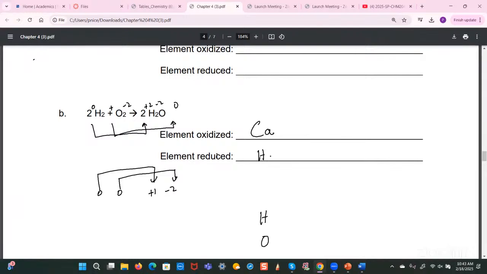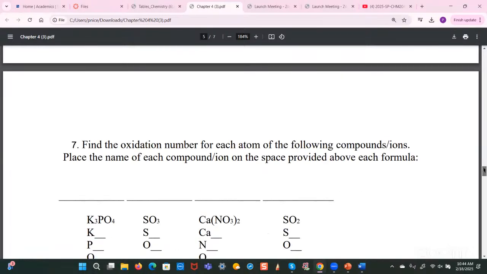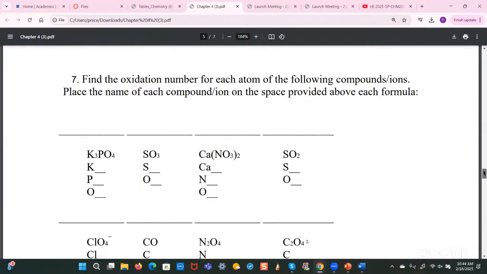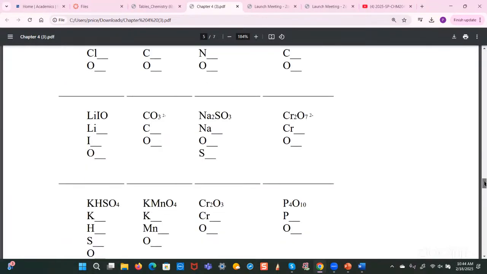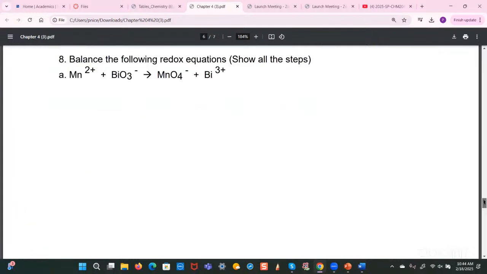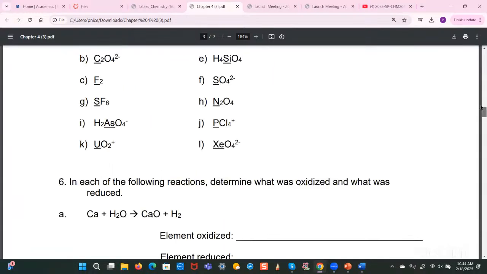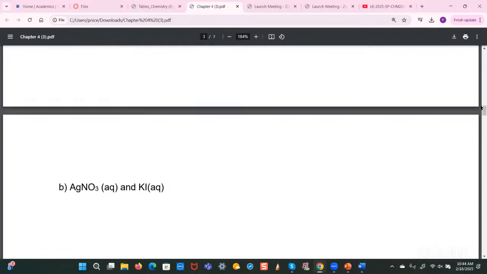I would suggest that you try question number 7. Again, it's basically dealing with oxidation numbers. And question number 8, which deals with balancing redox equations, like we've just done. So try those problems. Again, if you have any questions, please feel free to come by and see me, either in person or via Skype. All right? So that's it, folks.